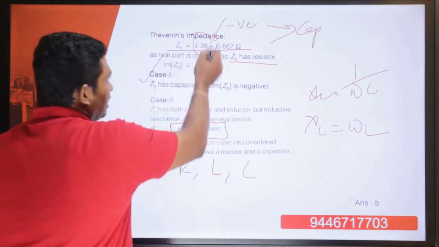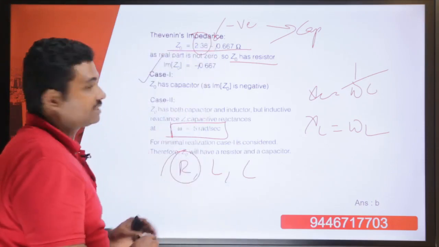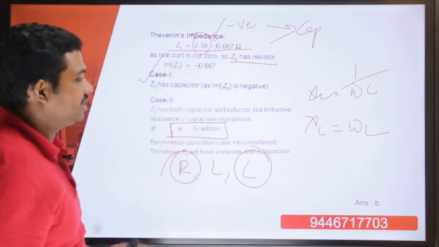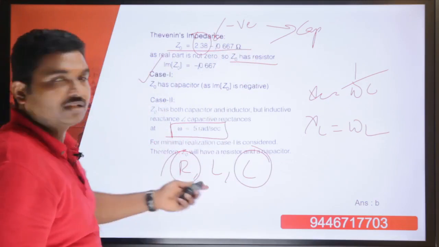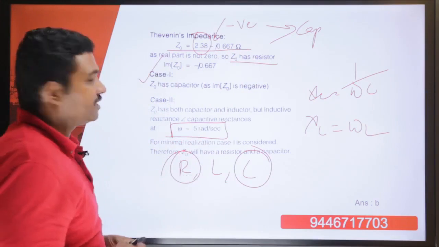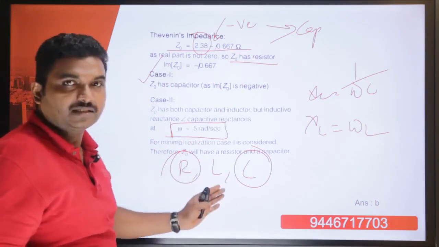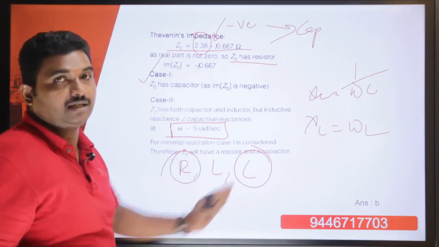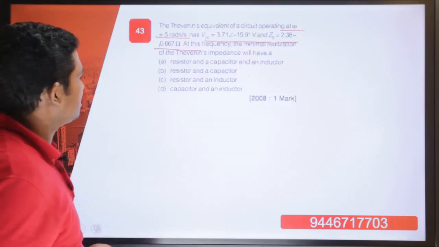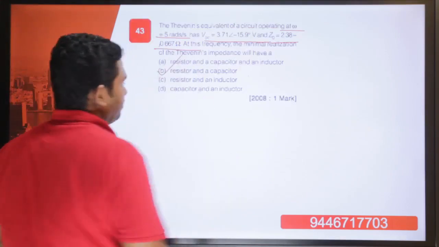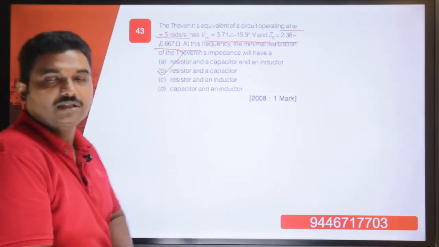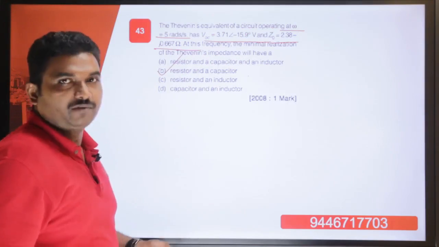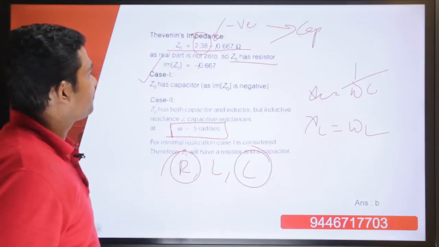Since we have a real part, we have to go with the resistance. The imaginary part is negative, that means the capacitance is strictly there. Minimal realization means there is no need of an inductor, because a maximal realization would have inductance and capacitance with the resistor, where capacitive reactance is greater than inductive reactance. But since it is a minimal realization, we will go with a resistor and a capacitor. We will not include an inductor, because an inductor contributes a positive imaginary part. Since our imaginary part is negative, we will go with a minimal realization of a capacitor.